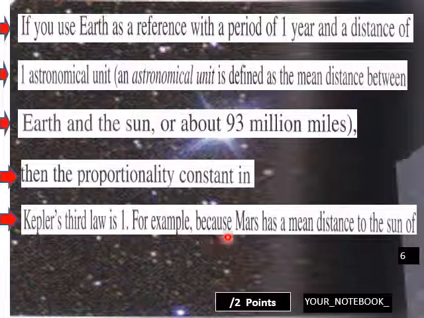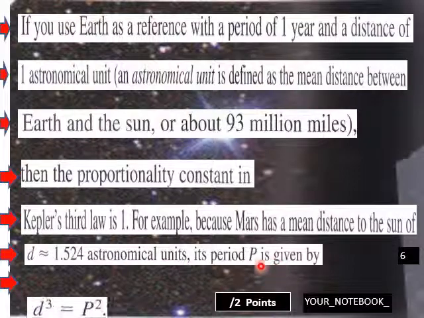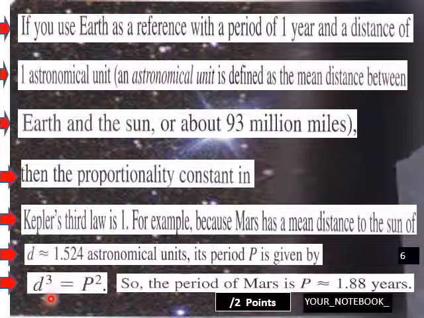For example, because Mars has a mean distance to the Sun of 1.524 astronomical units, its period P is given by d cubed equals p squared. So the period of Mars is p equals 1.88 years. So we get into a distance here. I would assume this is light years here.